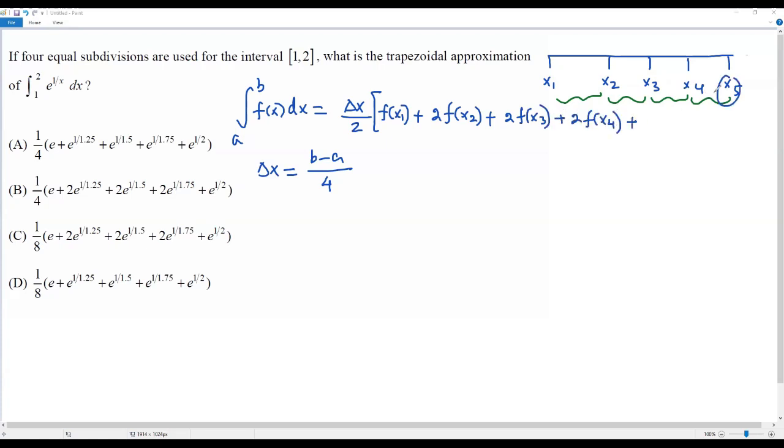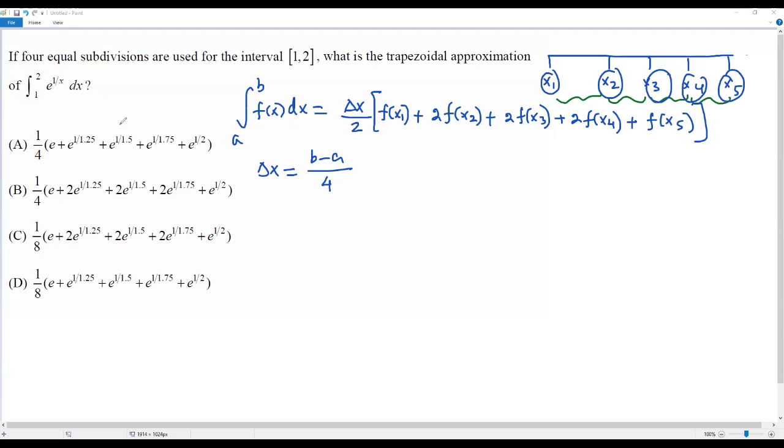And when I plug in the last value of x into the given function, it has to be done as it is. We should not multiply it by 2. Let me write it over here. So except for the first one and the last one, each value of the function in the middle has to be multiplied by 2. Here instead of x1, x2, x3, x4, we have to use the values from 1 to 2.